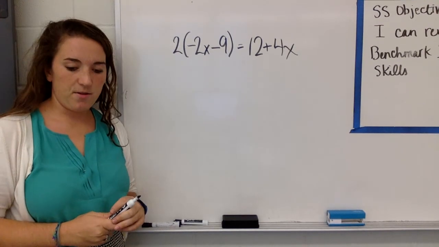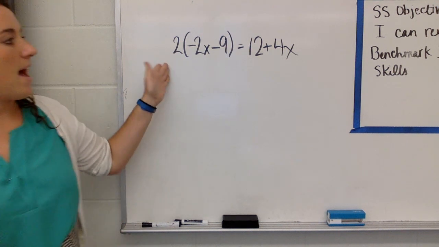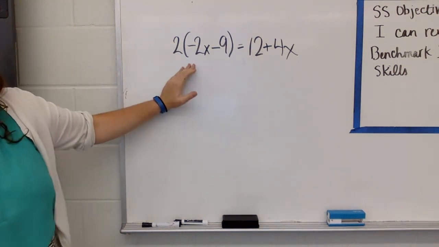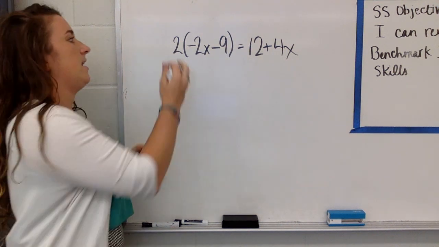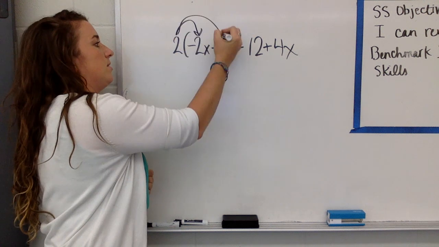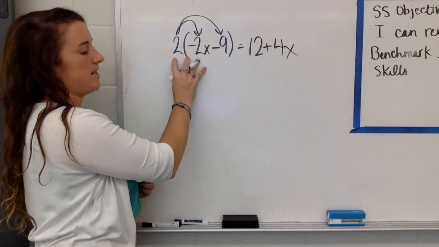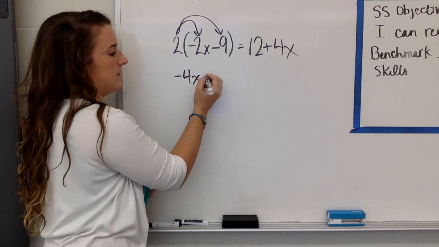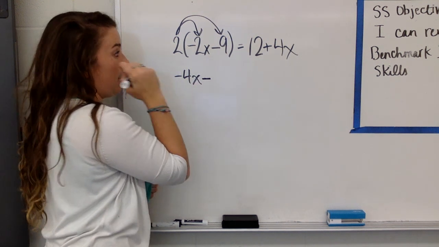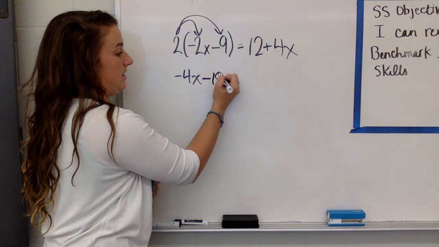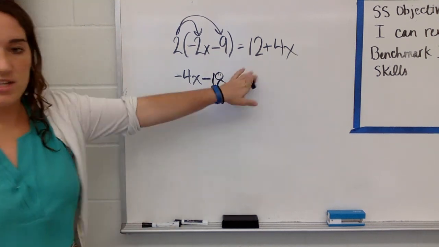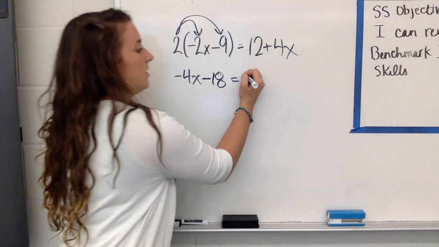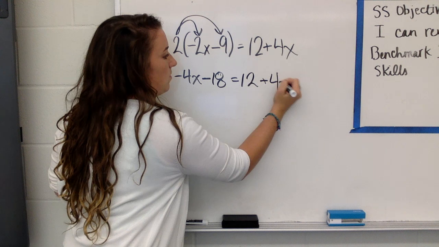Lastly, equation number 3. For equation number 3, we can simplify the left side further by distributing. If I distribute the 2 to both terms, 2 times negative 2x is negative 4x. Keep my sign, and I'll get 2 times 9, which is 18. On the other side of the equation, we just have the exact same thing, 12 plus 4x.